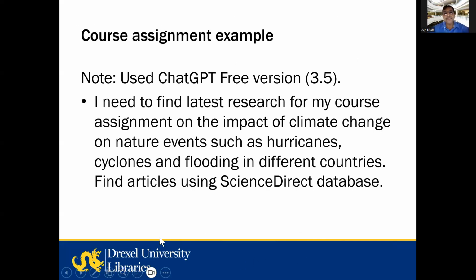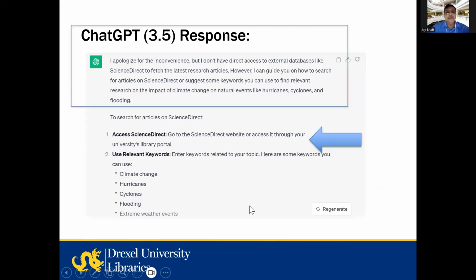So I started with the free version of ChatGPT, so 3.5, and the question was, our students are required to find research papers as part of the course assignment on the impact of climate change, and hurricanes and cyclones and flooding. As you know, so many such events are happening in the world today. And I asked it to particularly use Science Direct as an example database.